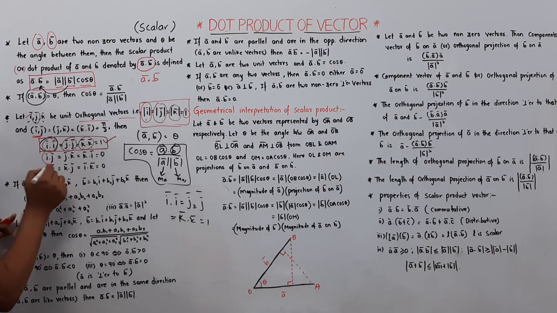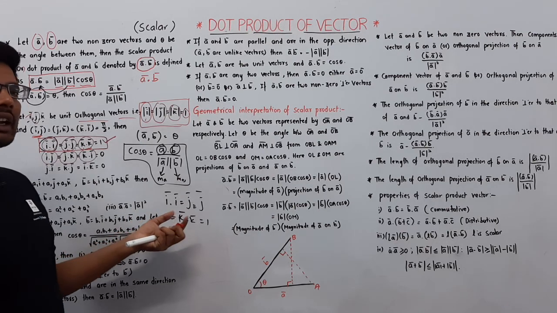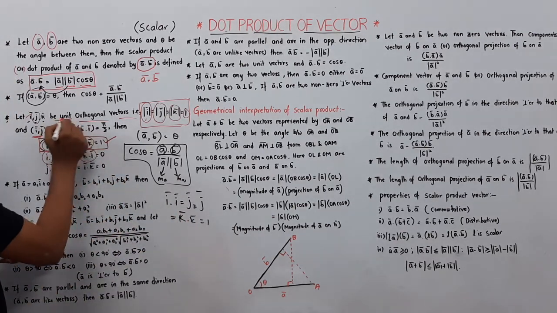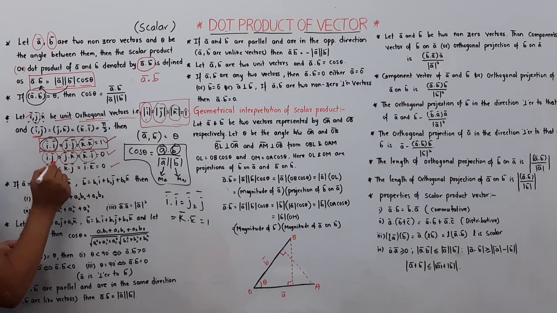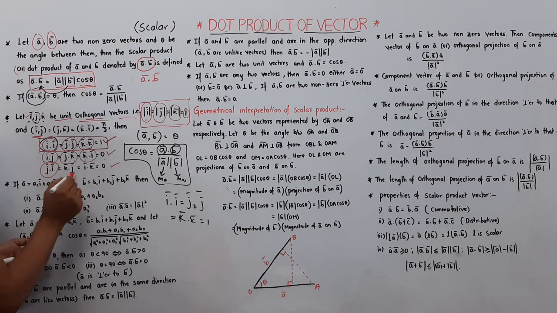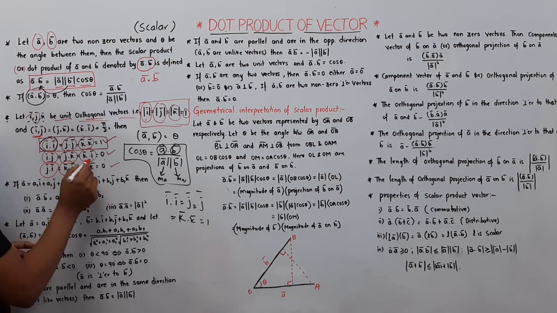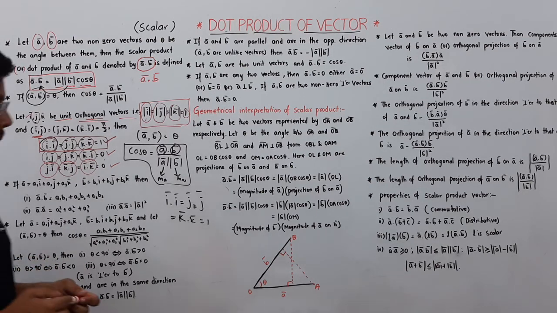The dot product of two different vectors, if they are unit orthogonal vectors, then the value is equal to 0. i dot j, j dot k and k dot i are equal to 0. Similarly, k dot j and i dot k are also 0 here.